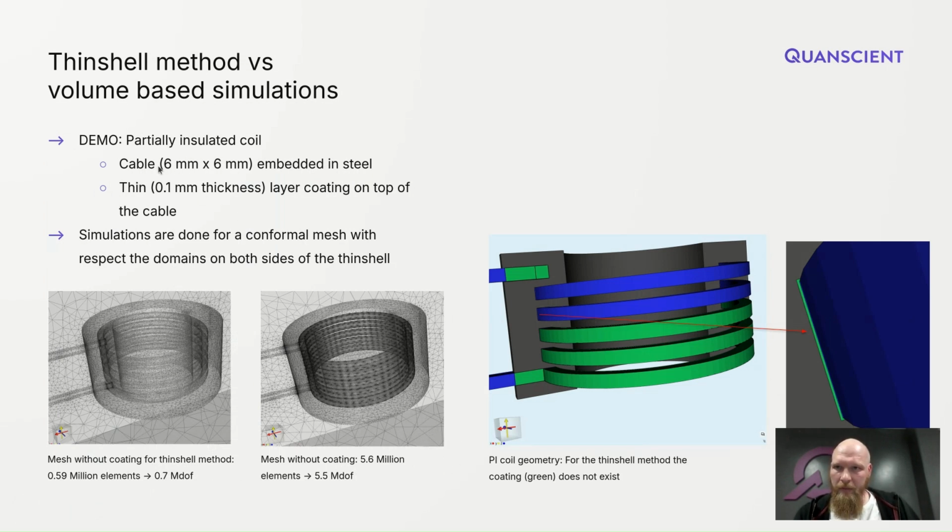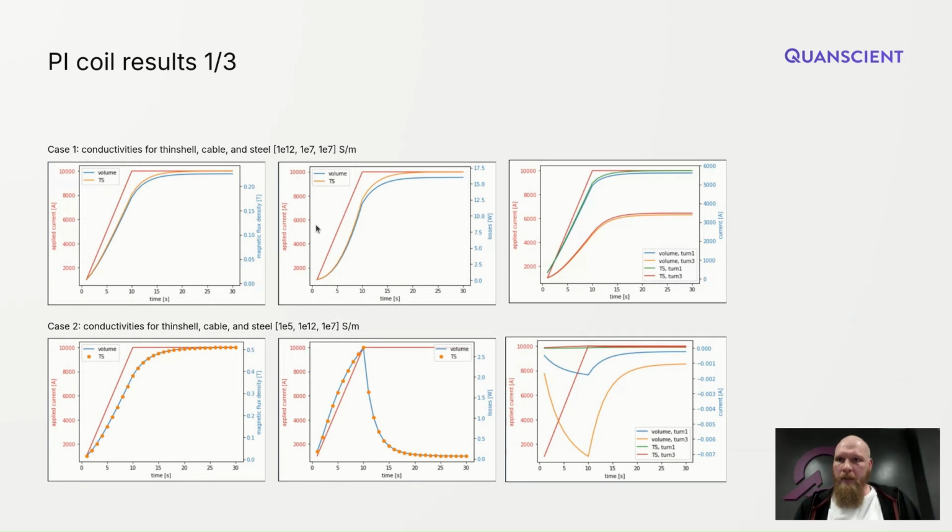Here are some details. The cable was 6 times 6 millimeter, and the thin layer was 0.1 millimeter thick. And in this case, the mesh with respect to the domains on both sides of the Thinshell was conformal, so they shared the same nodes. Some results. We did 3 different simulations.